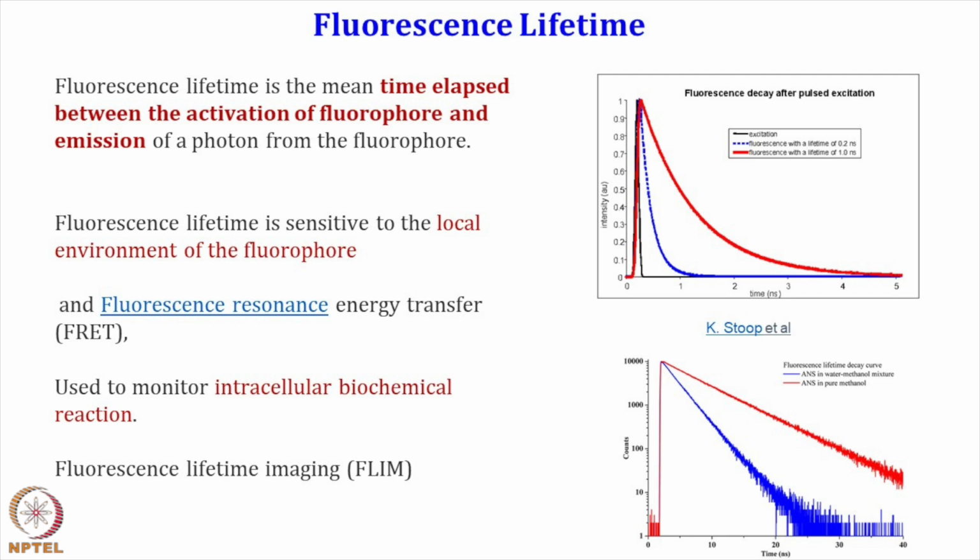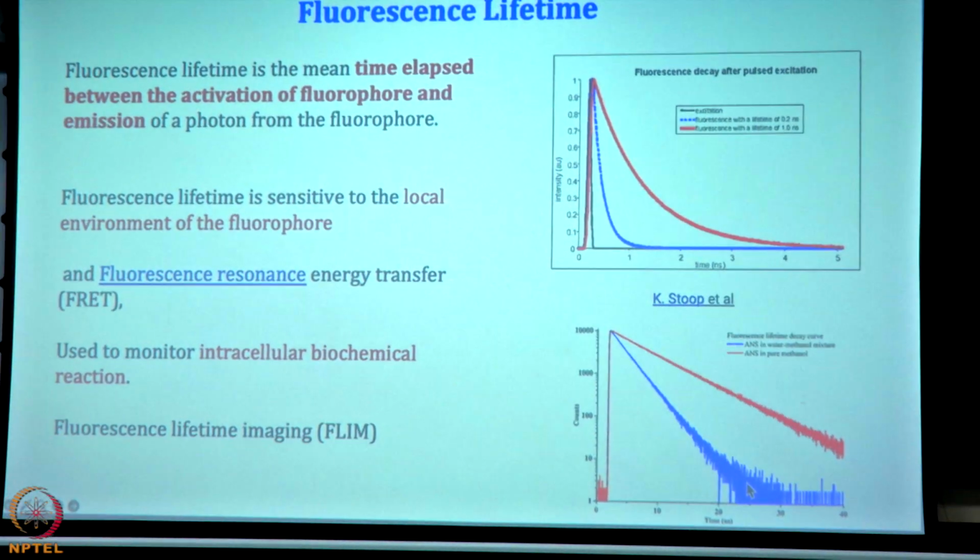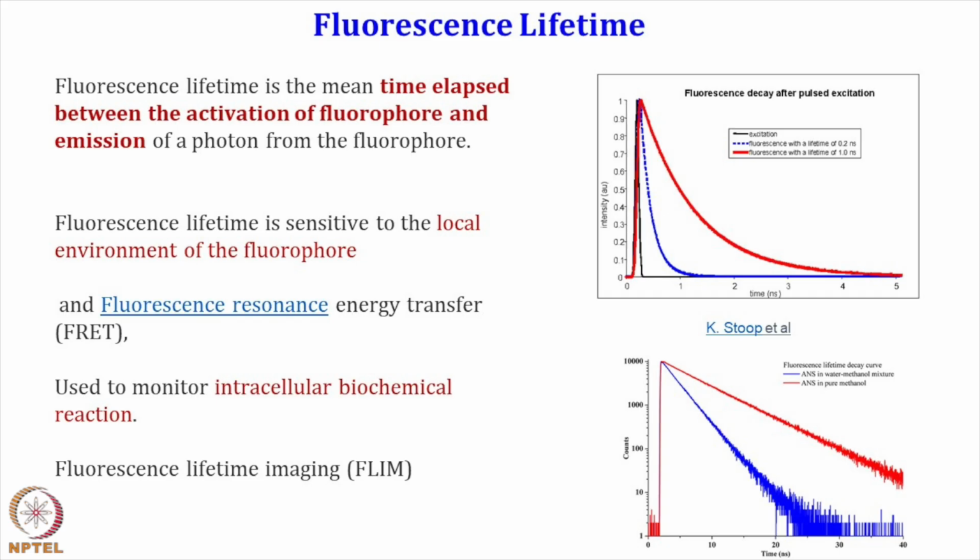Excitation is happening by this laser pulse. Here the mixture is making it decay fast, and methanol slow decay. So the dye decay also depends upon the solvent. Pure solvent, methanol, is decaying slow. If you mix the solvent, it's decaying fast. So the solvent changes the fluorophore.